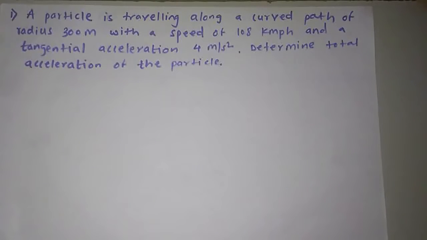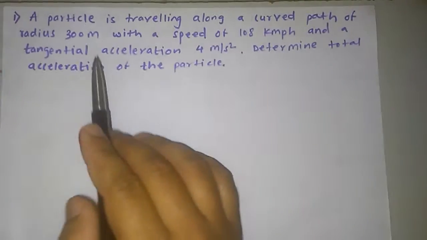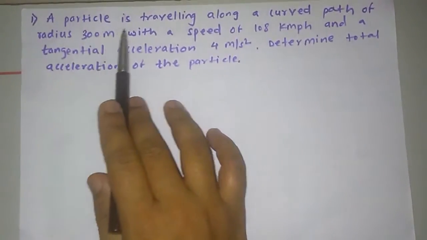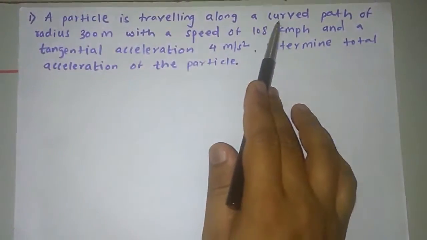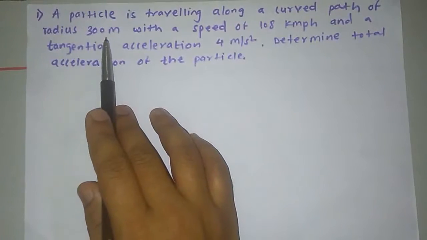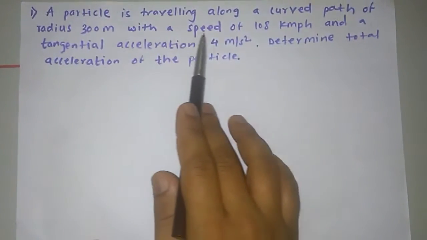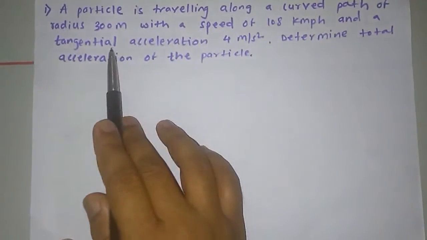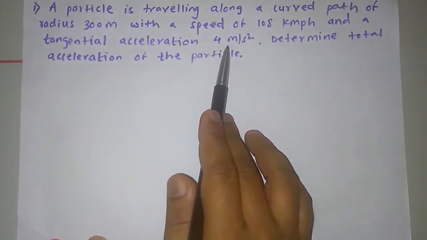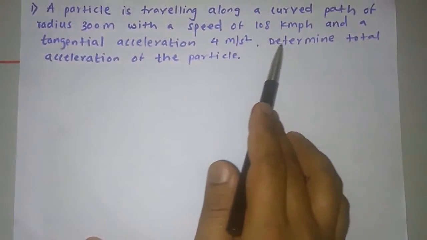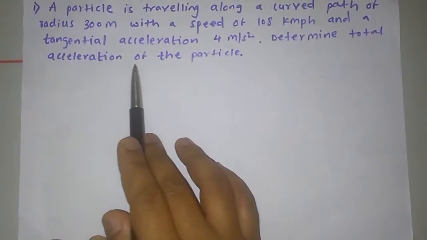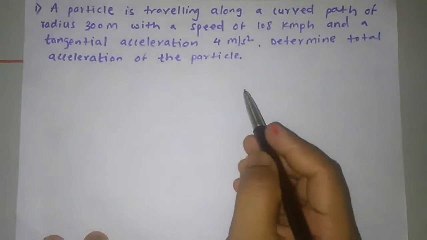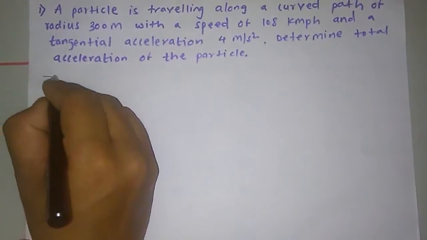Now we will solve the first problem. I will read the first problem. A particle is traveling along a curved path of radius 300 meter with a speed of 108 km per hour and a tangential acceleration of 4 meter per second square. Determine the total acceleration of the particle. Okay, so we will solve this problem.